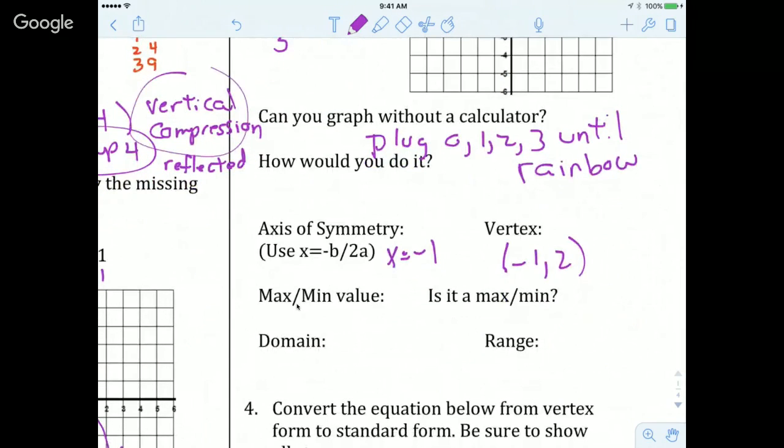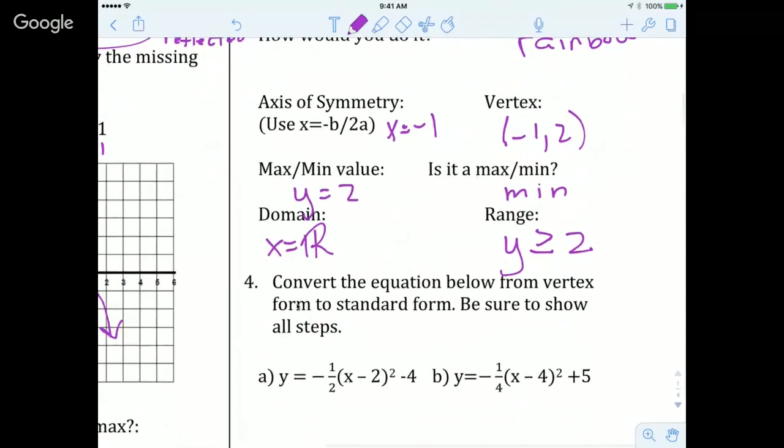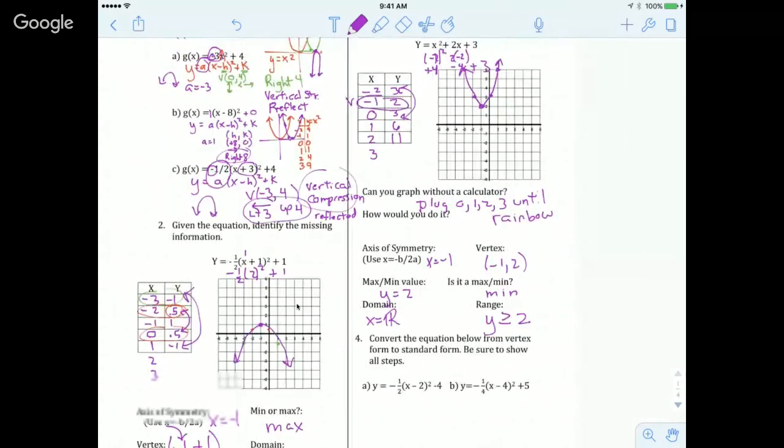The min value is the y value of the vertex. So y equals 2, and it's a min, and the domain is x equals all real numbers. And the range is y, since it's a min, greater than or equal to 2. Done. Voila, it's finished.